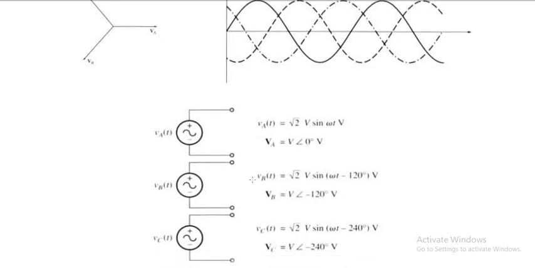So VA can be written as, that means first phase voltage can be written as V at an angle 0. Second phase voltage can be written the same, the magnitude will remain the same. Now the angle will be, the phase difference minus 120 will be added to this. Okay, so in polar, if you want to write it, you will write it as V at an angle minus 120.